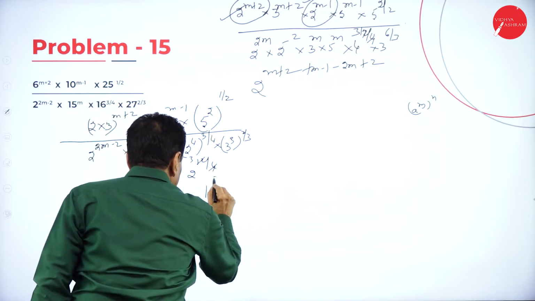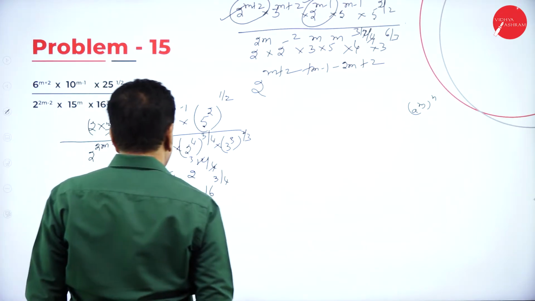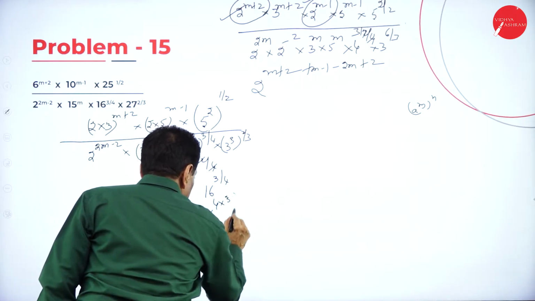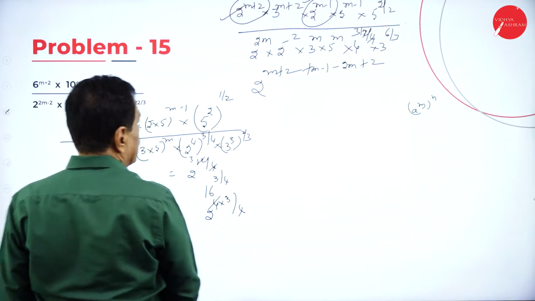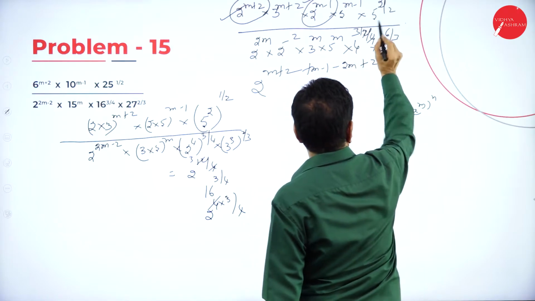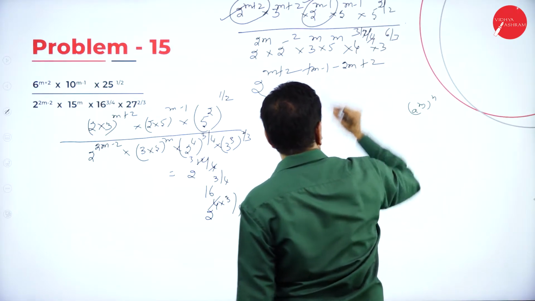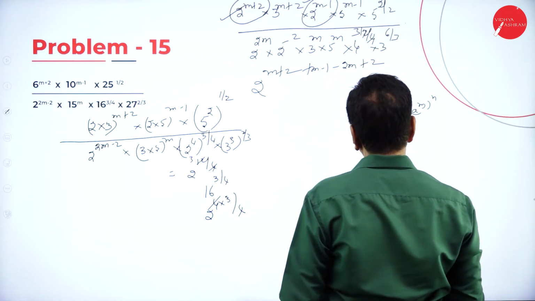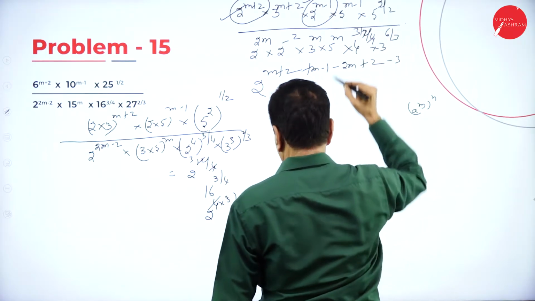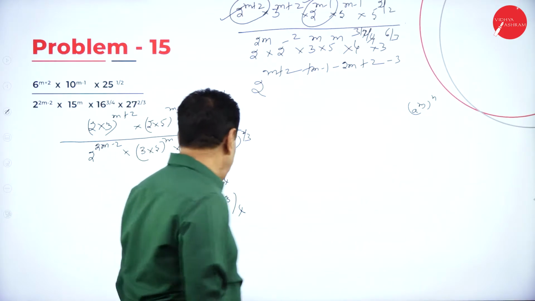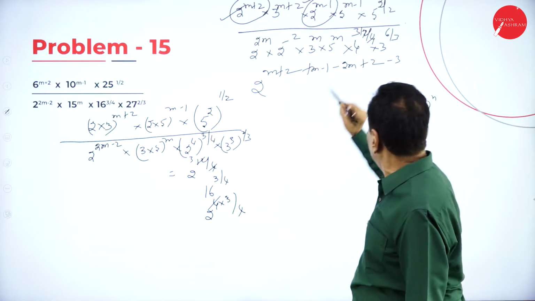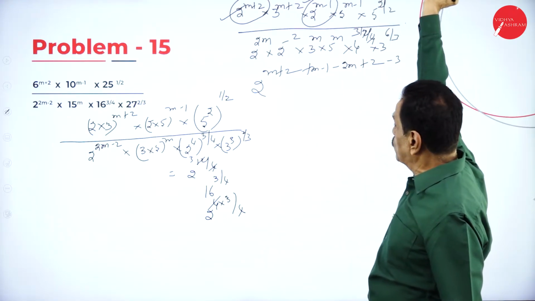16 to the power of 3 by 4. We can write this as 2 to the power of 4 into 3 to the power of 4. This is 2 to the power of 3. This becomes 2 to the power of 3, 4 3s are 2 square, 2 to the power of 3. So plus 3 becomes minus 3. I think you understand now. This is 2 to the power of 4 by 3. 4 4 cancel out. 2 cube plus 2 cube becomes minus 2 cube.